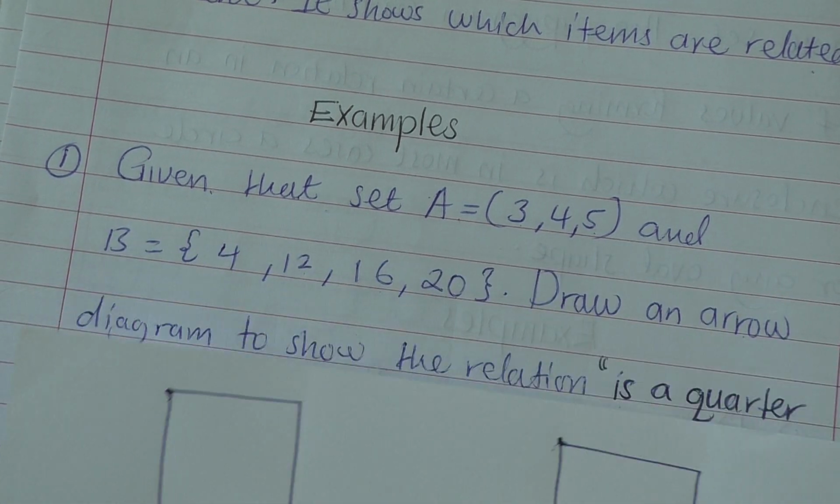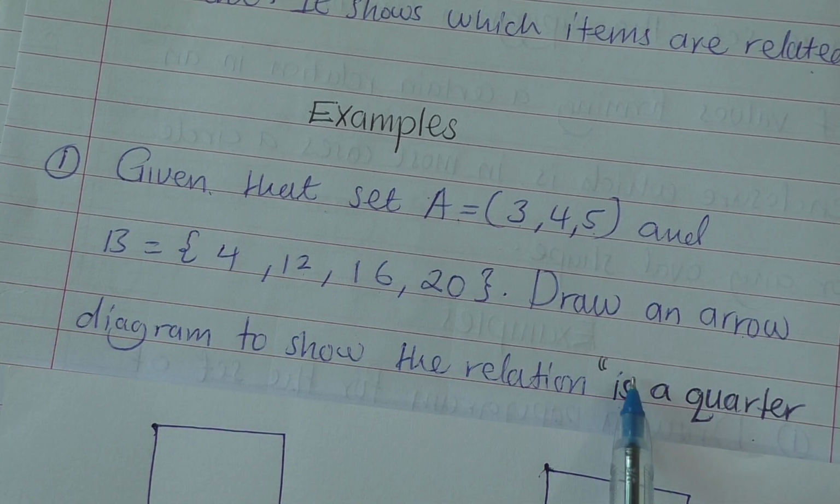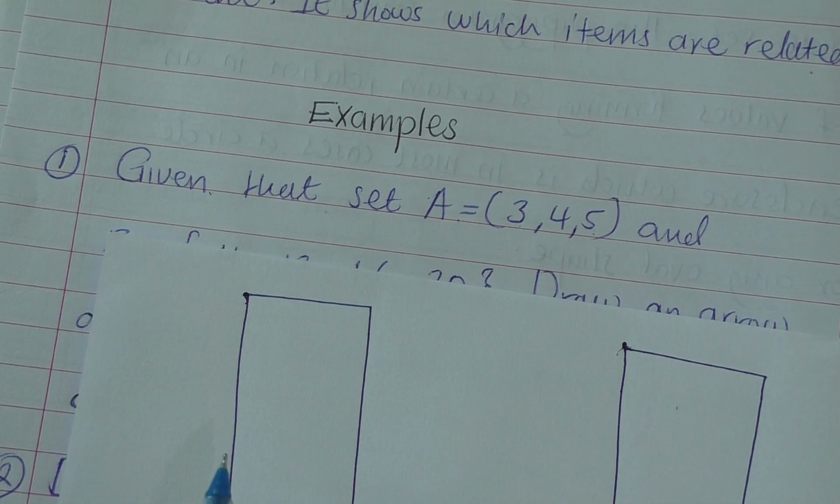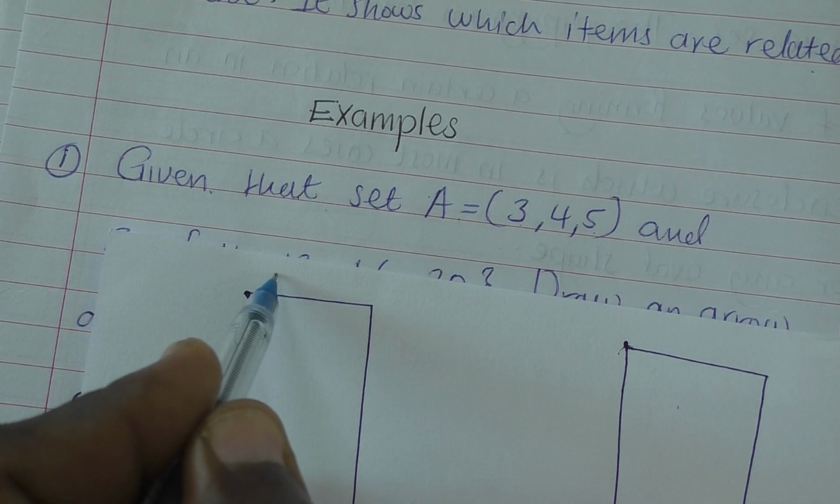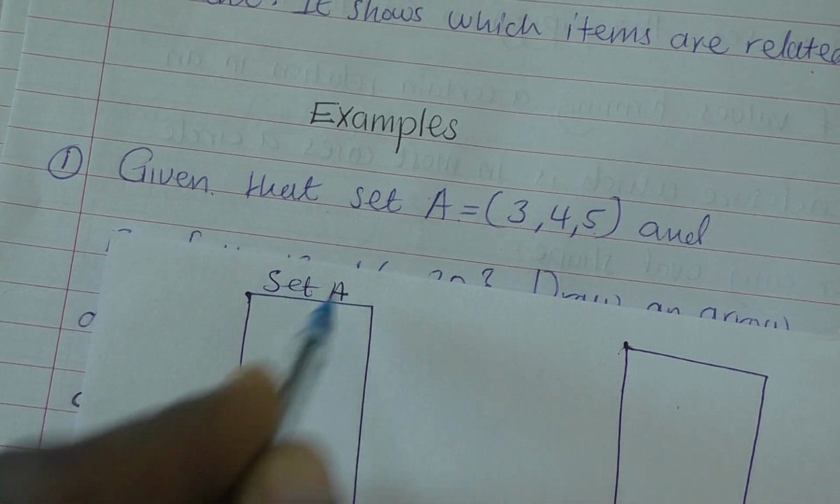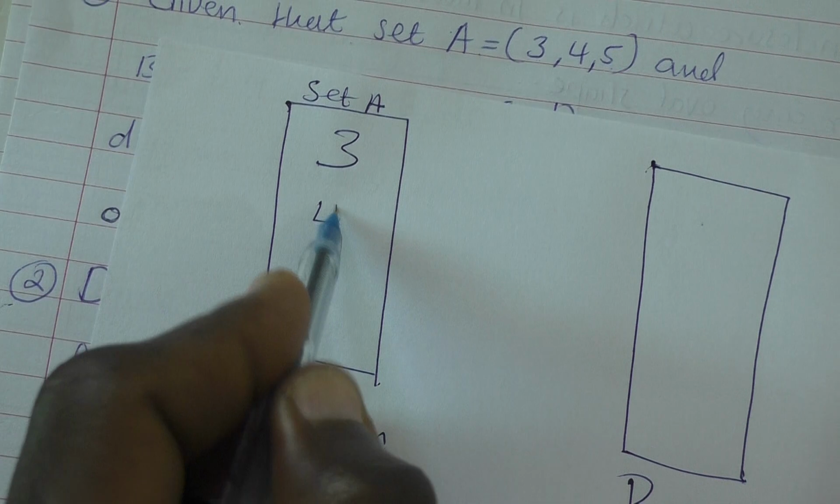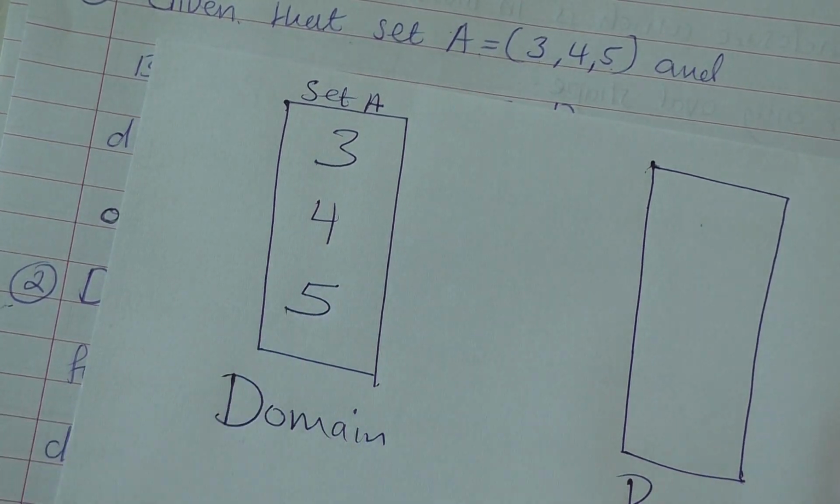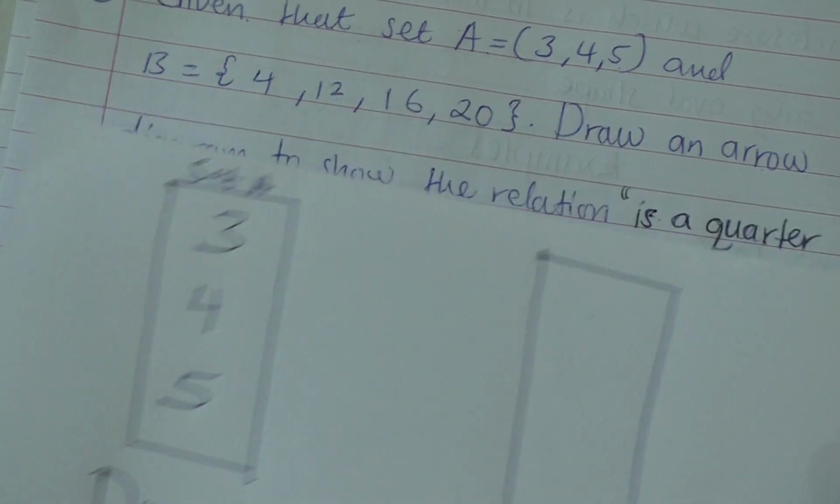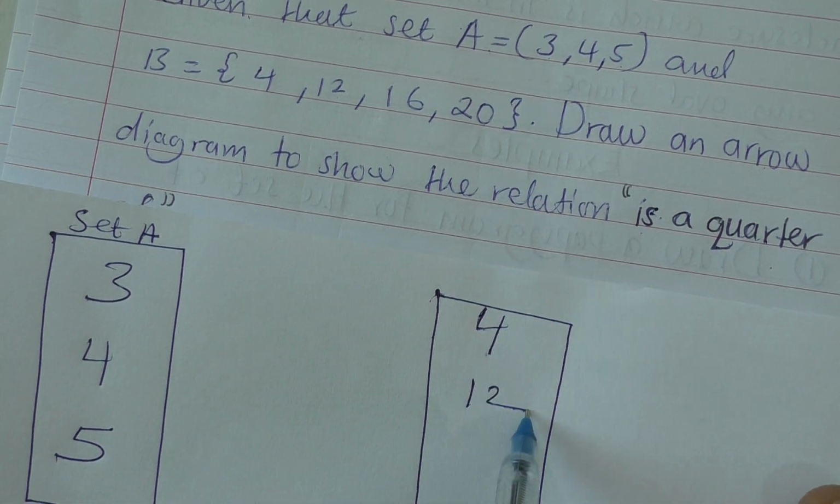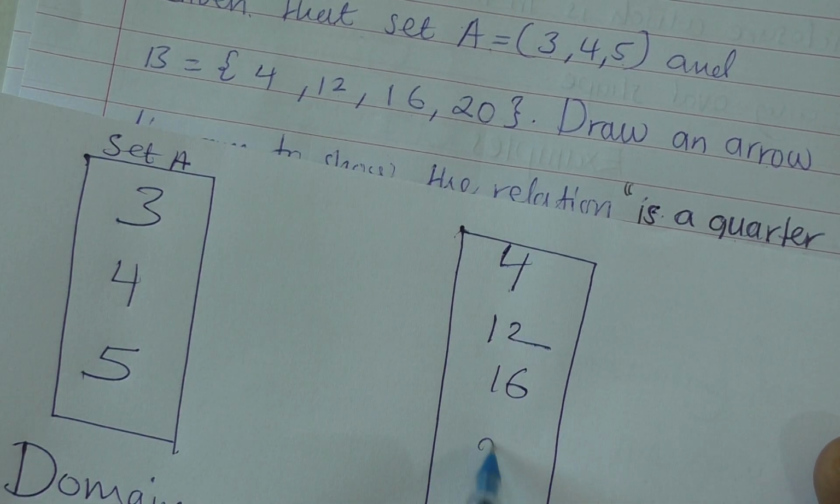And now we are showing the relation is a quarter of. So what is a quarter goes to the domain. Domain is having set A. So that is 3, 4, and 5. That's the domain. Then the range has 4, 12, 16, 20.